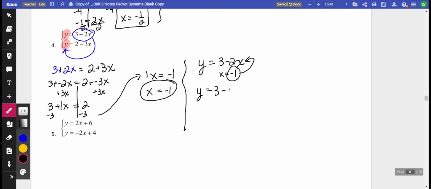Y equals 3 minus 2 times negative 1. As a reminder, I'm going to add and make that into a negative 2. So negative 2 times negative 1 is 2. 3 plus 2 equals 5. I bring down the left side. Y equals 5. So my ordered pair is negative 1, 5.